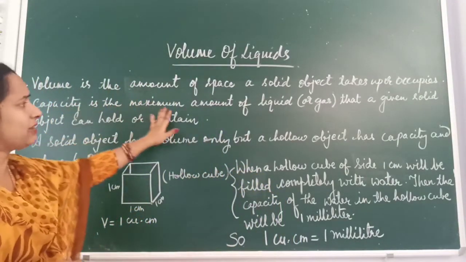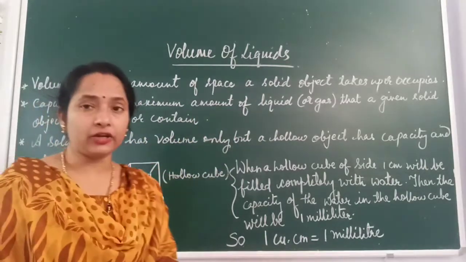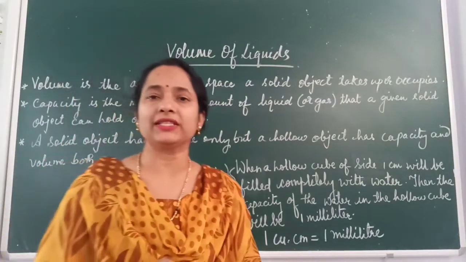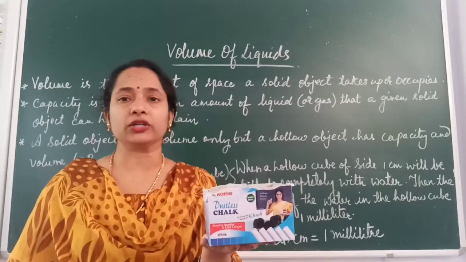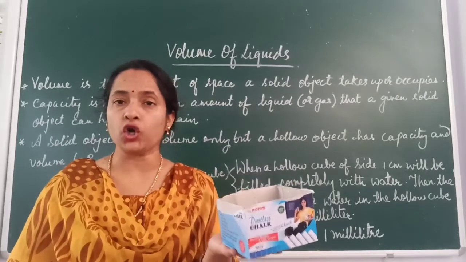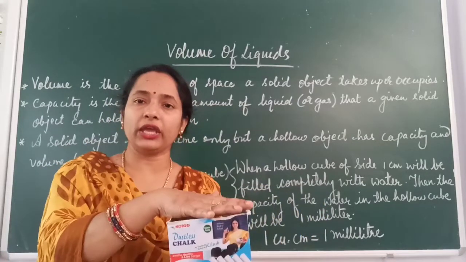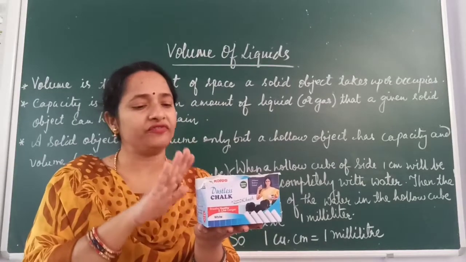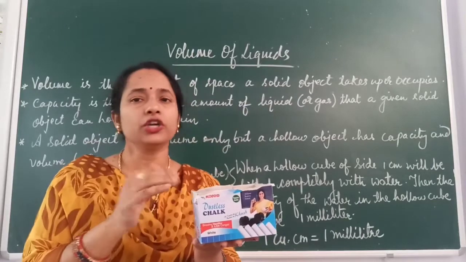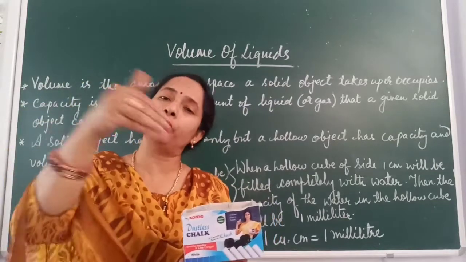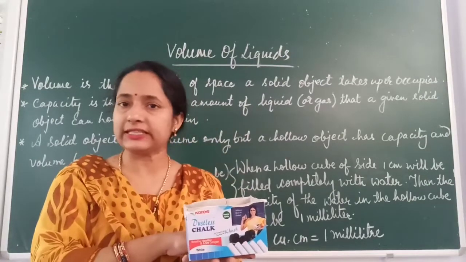Capacity is the maximum amount of liquid that a given solid object can hold. So what do you mean by capacity? What is the capacity of this empty box? What is the capacity of this hollow cuboid? Capacity means how much we can fill in it. So however much the capacity of this box is, that much quantity only it can hold. If you keep on pouring more and more into it, can it hold? The extra will be overflowing, isn't it?